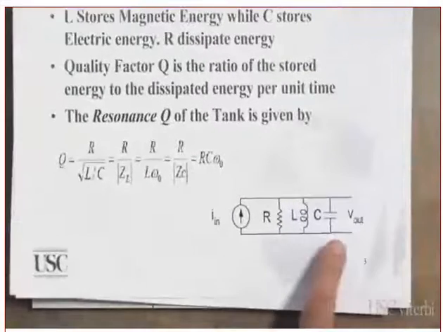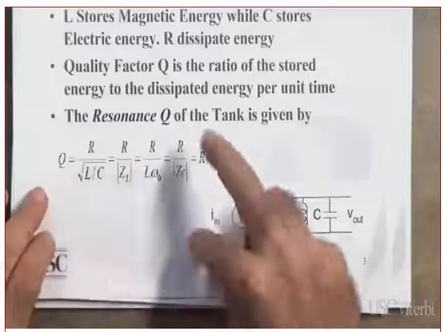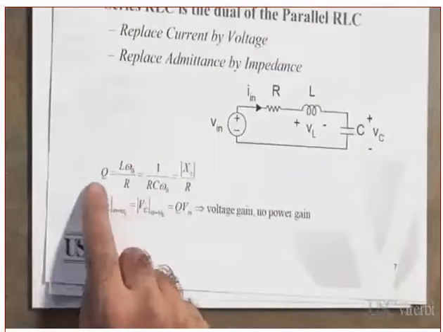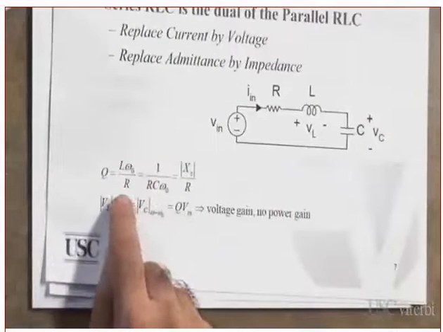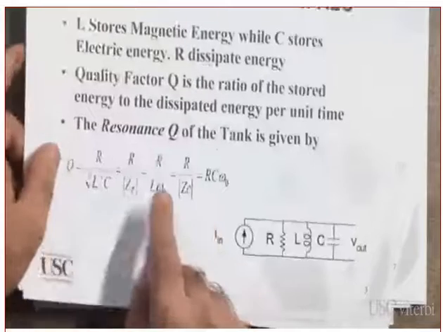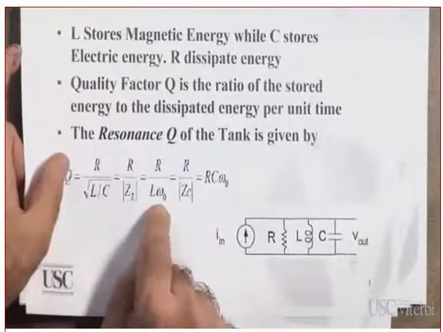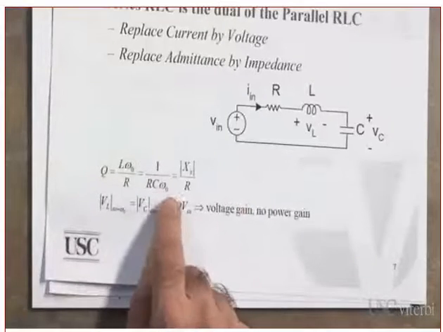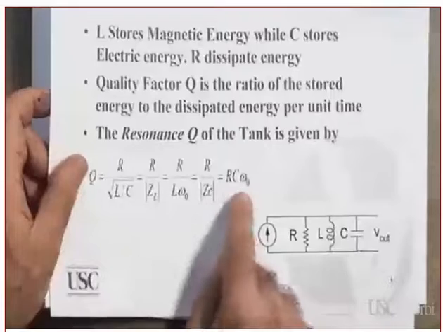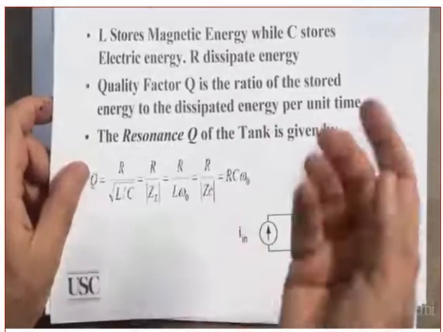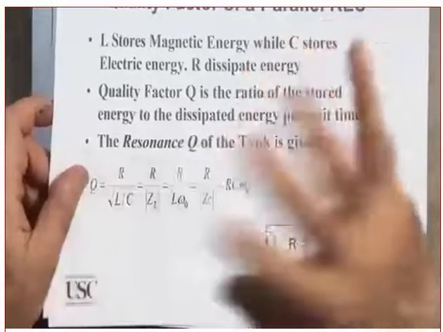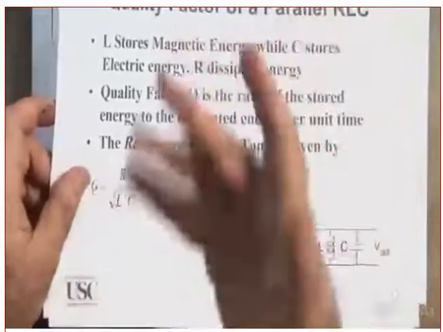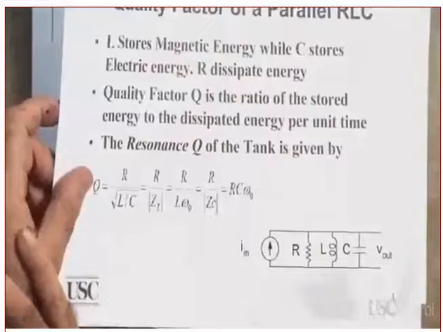Oh, by the way, for the parallel circuit, the Q is the other way around from the series. In the series, Q was omega naught L over R. For the parallel, it's R over omega naught L. In here, it is 1 over R C omega naught. In here, it's omega naught R C. By the way, it's very easy to remember, because they are the inverse of each other. Did you get this or not?